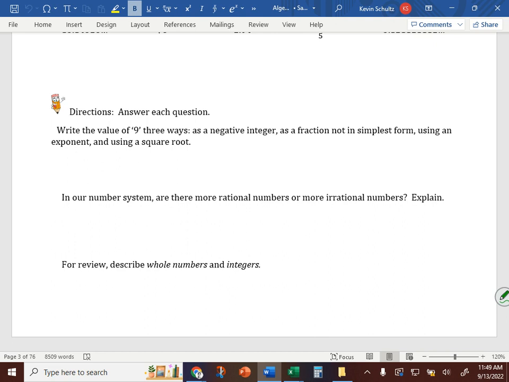And this might be a term that you might not remember from last year, but what is an integer? A positive or negative non-decimal or non-fraction. A whole number is different. A whole number are only positive non-decimals, non-fractions. Integers can be positive or negative.